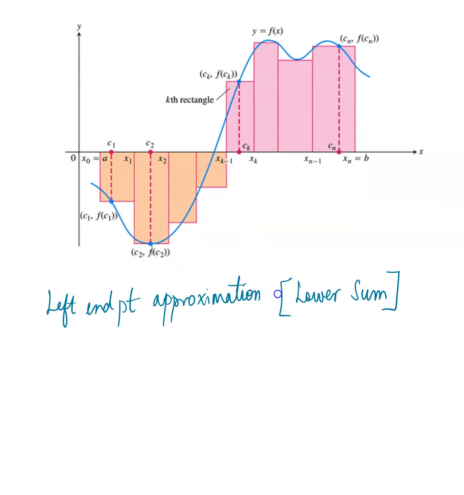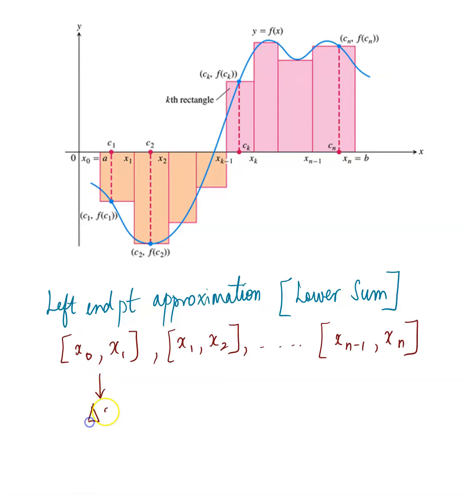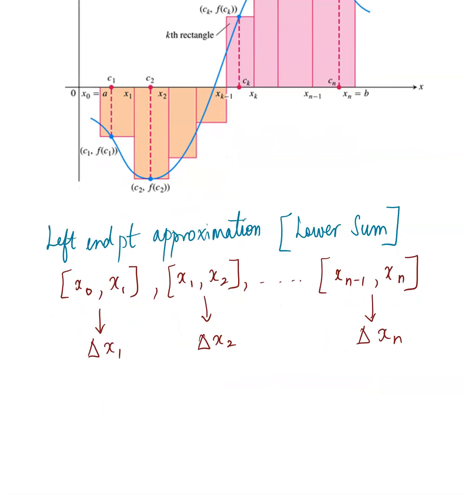So let me not clutter that. If the left endpoints are considered, then we would be looking at the rectangle with x0 as the left hand point, right? x1 as the left hand point, assuming that you shifted your rectangles to stay under the curve. So our intervals would be x0 to x1, x1 to x2, etc., xn minus 1 to xn, right? And the width here would be delta x1, this will be delta x2, this will be delta xn. Now again, we are looking at any width, because we are just trying to build up to the equal width. So this could be any width, to reiterate our point.